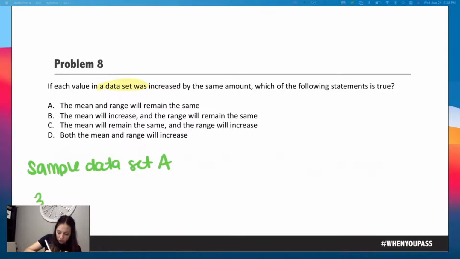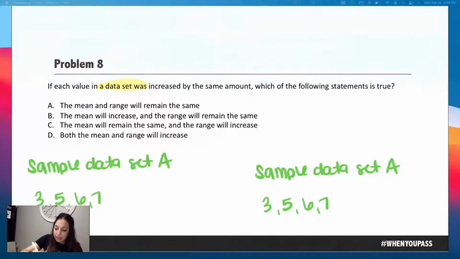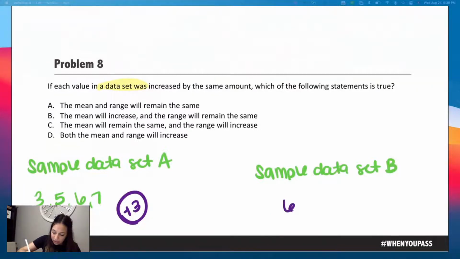And let's say it's 3, 5, 6, and 7. And then I increase that data set by the same amount. So now my data set B, let's say I am going to add 3 to all of my data sets. So now instead of 3, 5, 6, and 7, I have 6, 8, 9, and 10. Which of the following statements is true? The mean and the range will remain the same. Well, mean takes a really long time to do. Remember, mean is the same thing as your average.